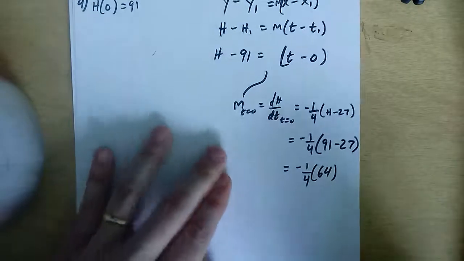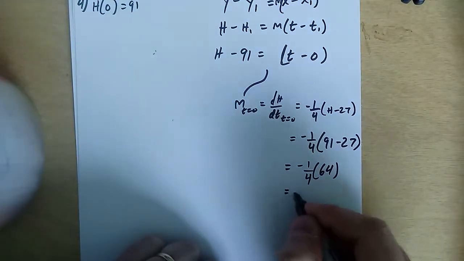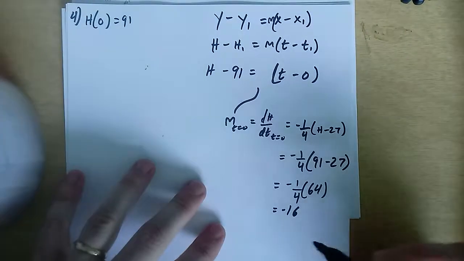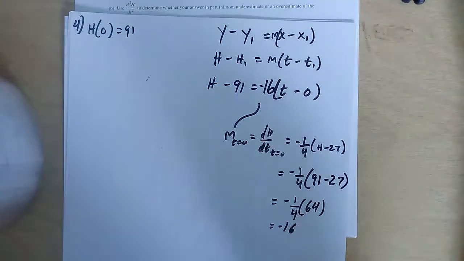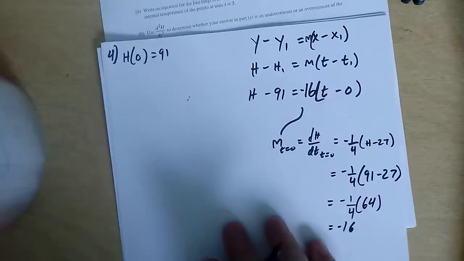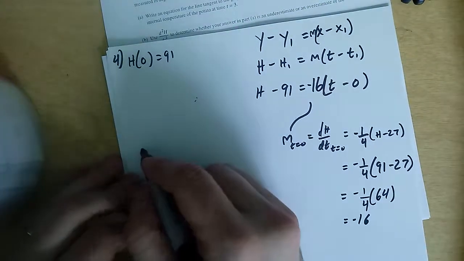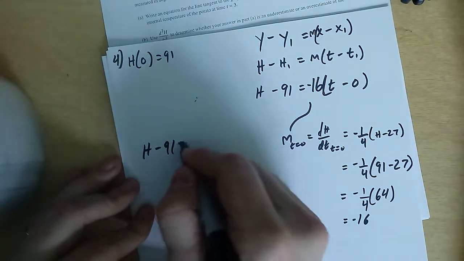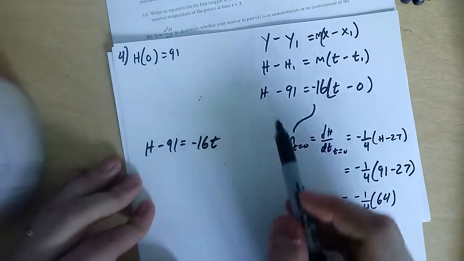So this is classic. They like to give us numbers that work out nice. 64 divided by 4 is 16. That's negative 16, so m should be negative 16. I'm curious to see how they wrote their answer. Wait, I'm not done with the problem yet. Let me finish part A. So I found h minus 91 is equal to negative 16t. The minus 0 is disappearing.